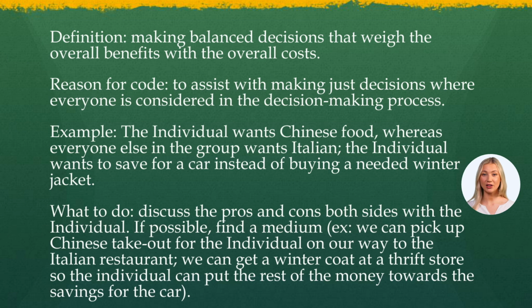Code 7. Proportionality. Definition: making balanced decisions that weigh the overall benefits with the overall costs. Reason for this code: to assist with making just decisions where everyone is considered in the decision-making process. Example: the individual wants Chinese food, whereas everyone else in the group wants Italian. The individual wants to save for a car instead of buying a needed winter jacket. What to do? Discuss the pros and cons of both sides with the individual. If possible, find a medium. Example: we can pick up Chinese takeout for the individual on our way to the Italian restaurant. We can get a winter coat at a thrift store so the individual can put the rest of the money towards the savings for the car.